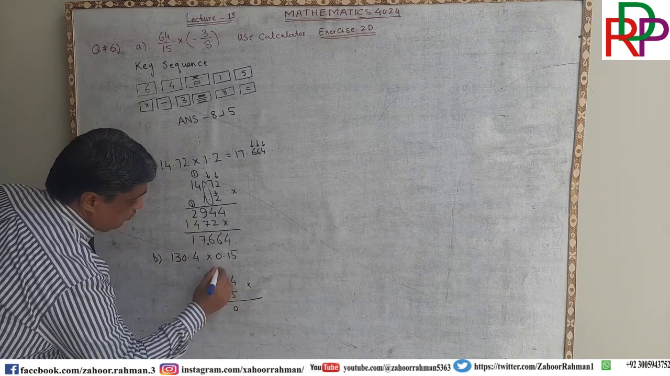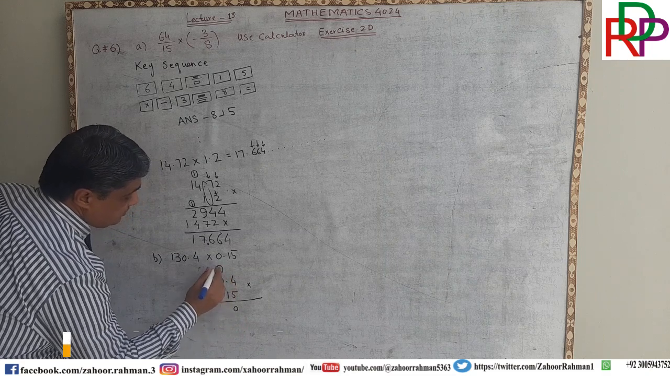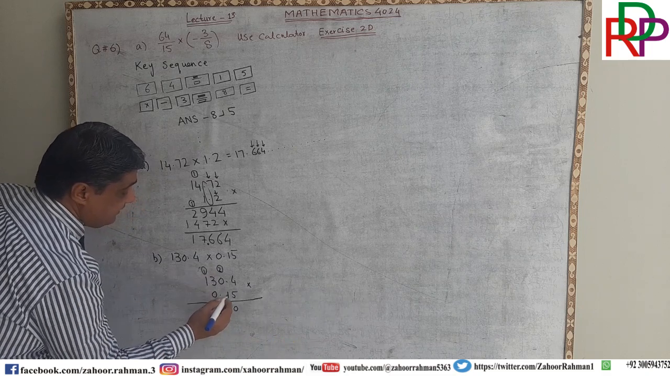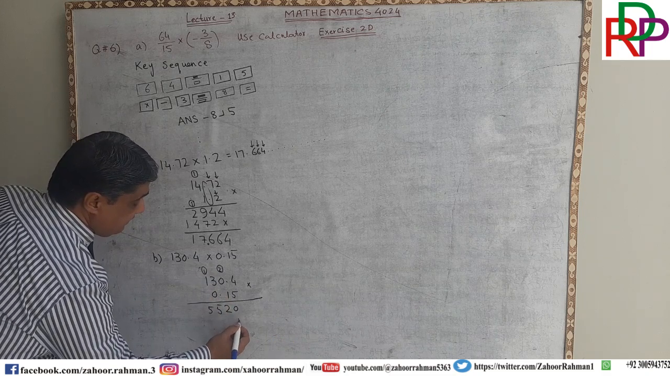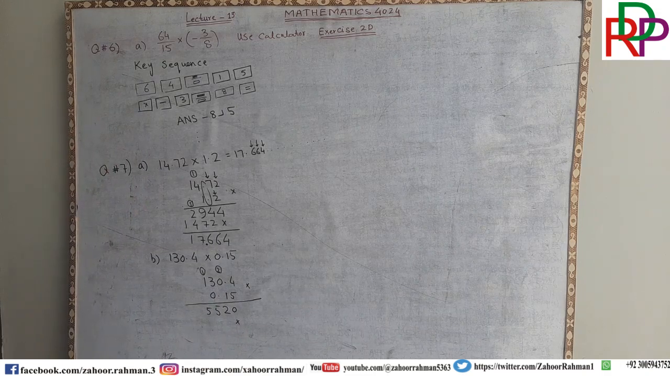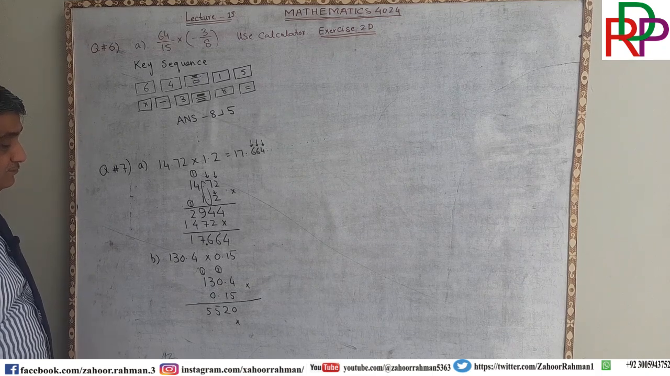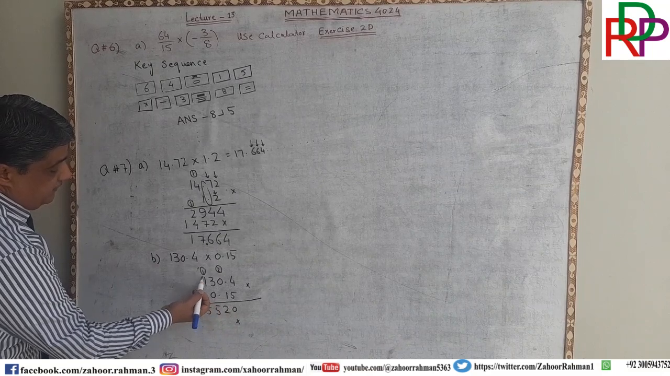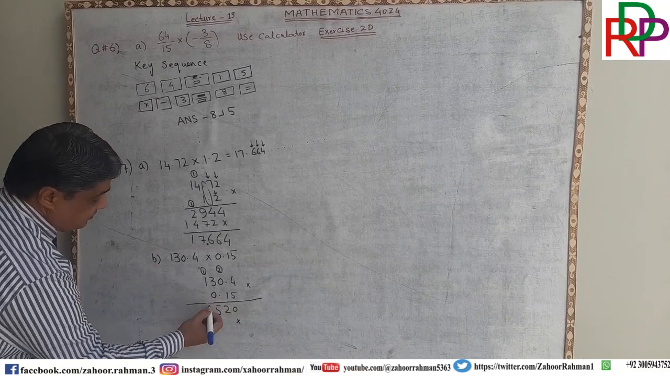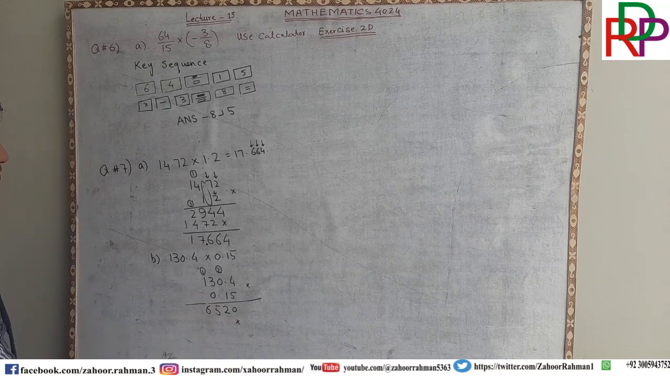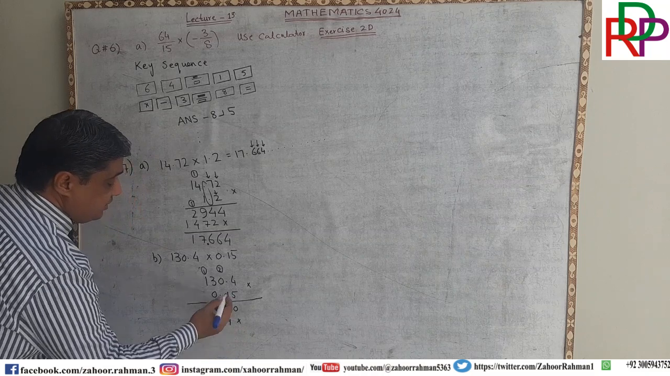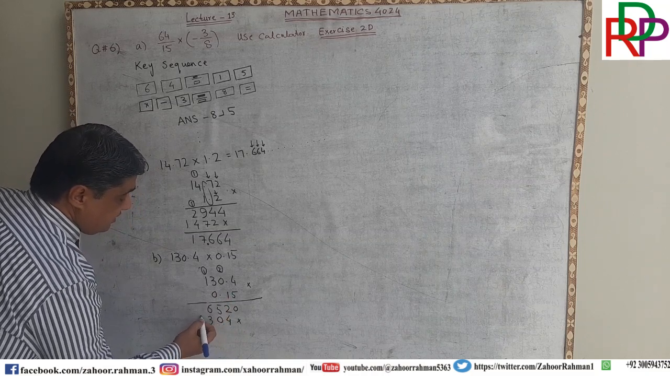So 5 4s are 20, 5 zeros are 0 plus 2, 5 3s are 15, 1 is carried, and 5 1s are 5. Then we have to put a cross, and then here it is 5 1s are 5, and I have not added this, so it will be 6. Then you have to put the cross. 1 4s are 4, 1 zeros are 0, 1 3s are 3, 1 1s are.